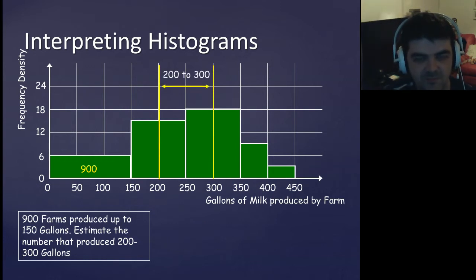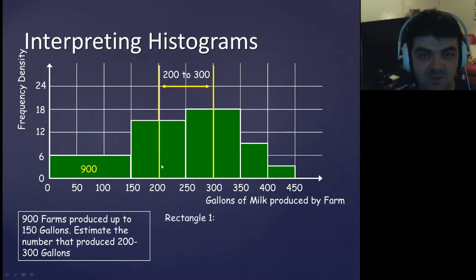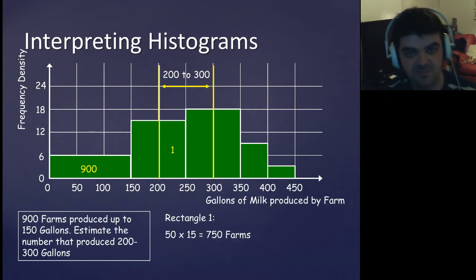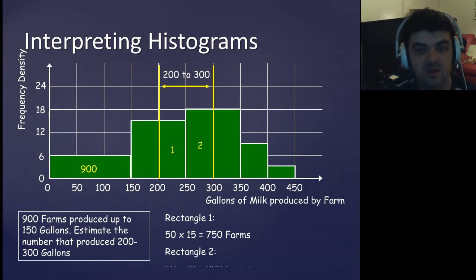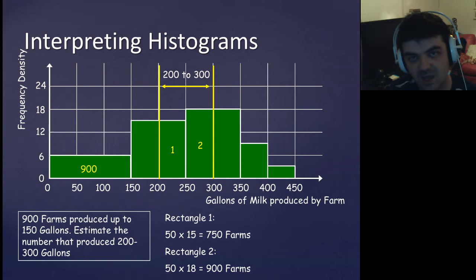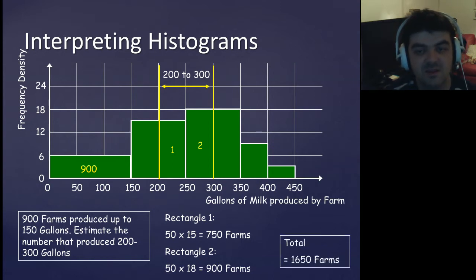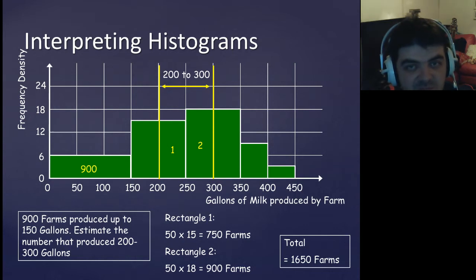Then we can work out our next bit, which is there. So the area of rectangle 1, just like we did before, we'll have a class width of 50, and a height, if that's 12, that's 18, that must be 15. So we'll have 50 times 15, which is 750. And then the second one's 50 times 18, which is 900. If we're estimating the number of farms that produced between 200 and 300 gallons, then we get a total of 1650 farms. I hope that made some sense to you.